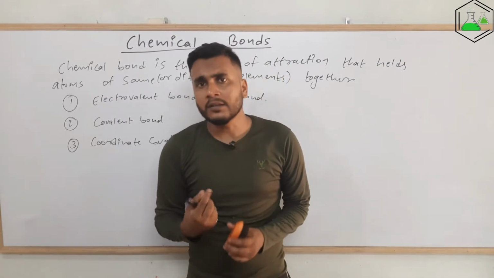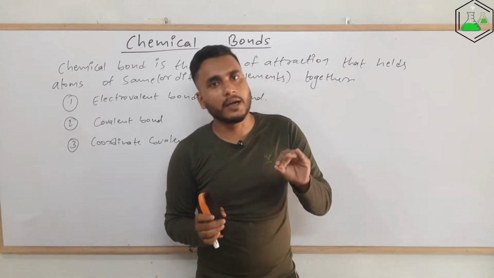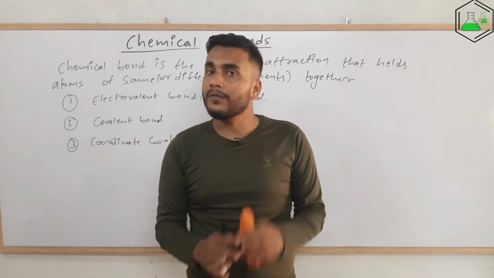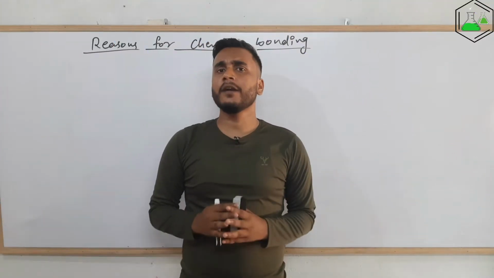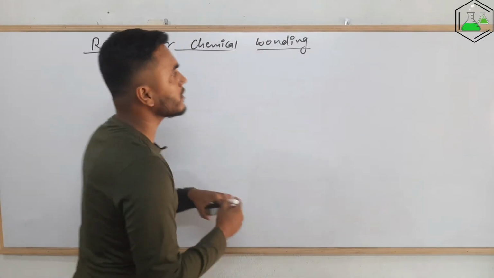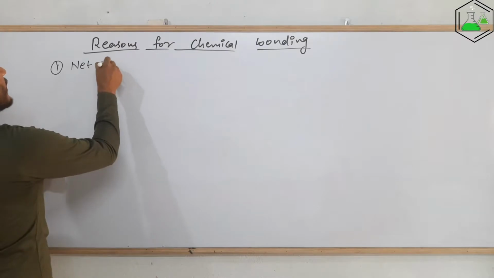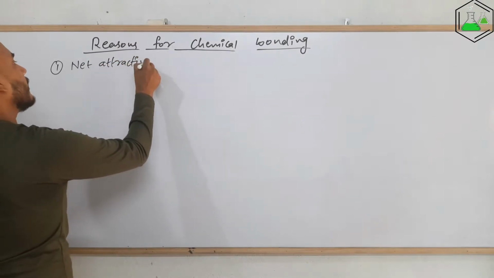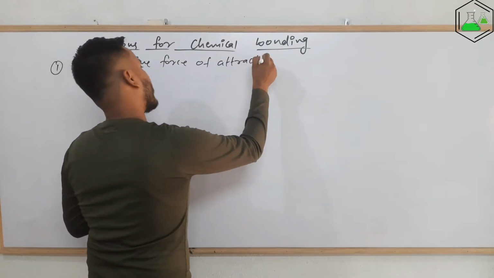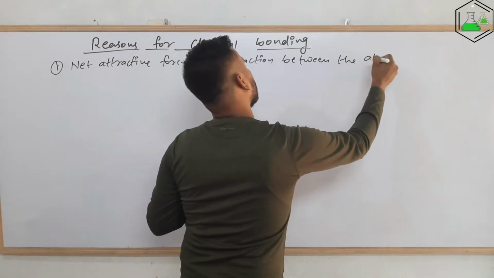Now there are different reasons why different atoms come together to form a bond. That is very important for your examination and for the whole chapter as well. Okay, so let's understand the reasons for chemical bonding. There are different reasons for the formation of chemical bond, and in this video we will see three very important reasons for your examination. The first one is net attractive force of attraction between the atoms.